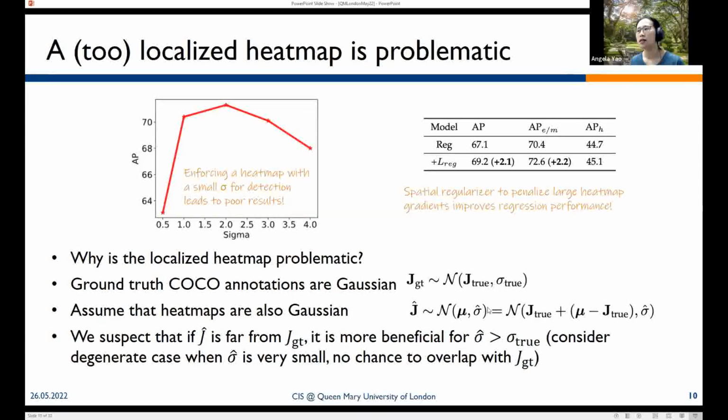then there's no chance for your heat map, which is aligned at mu, to overlap with the ground truth, right? If your location is perfectly correct, then having a small heat map or a large heat map doesn't have as much impact. So optimally, of course, the two match. But in the situation where your estimated joint does not align with the actual ground truth, then it's more beneficial to have this heat map be more dispersed rather than localized, right?